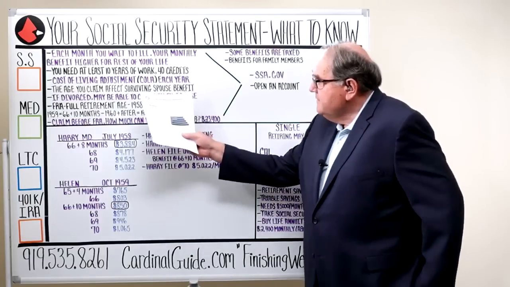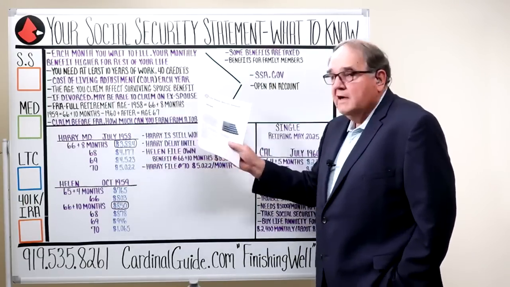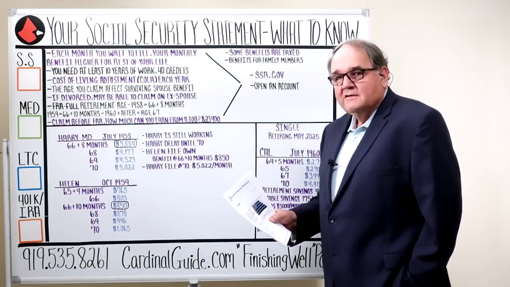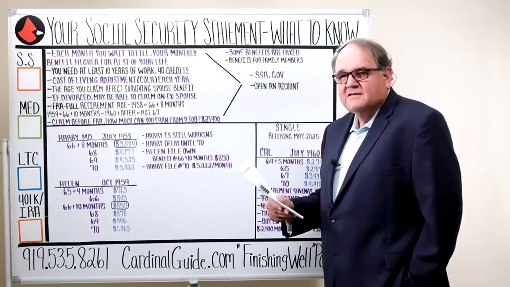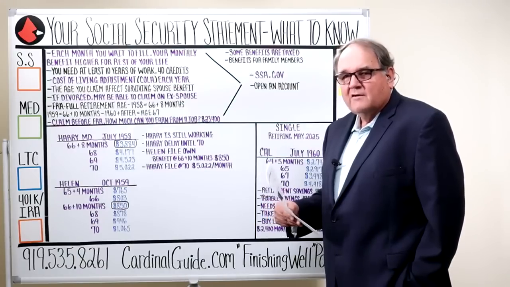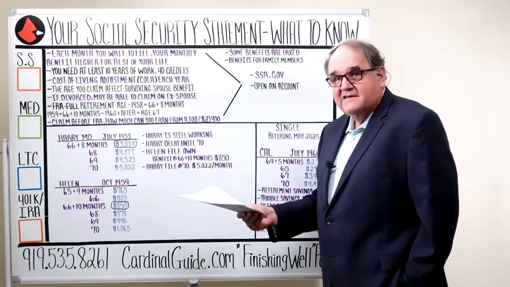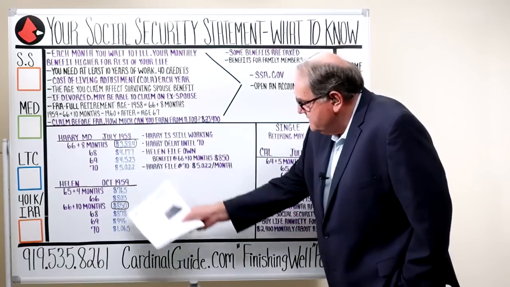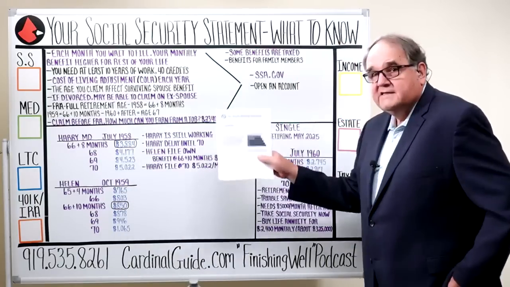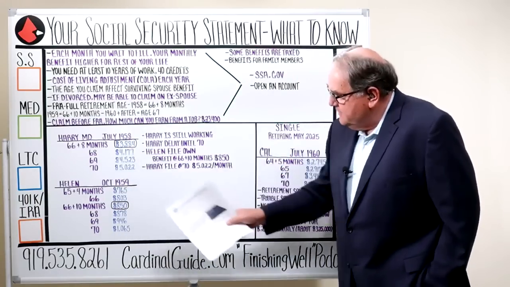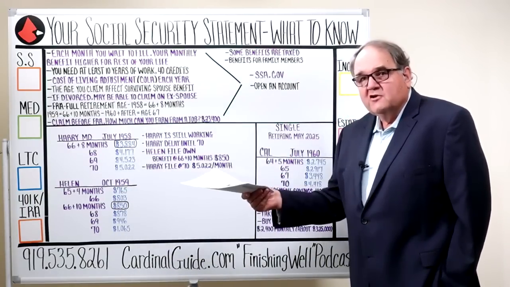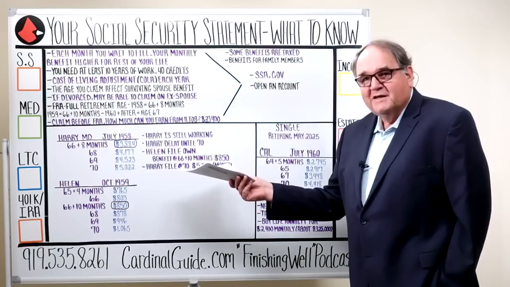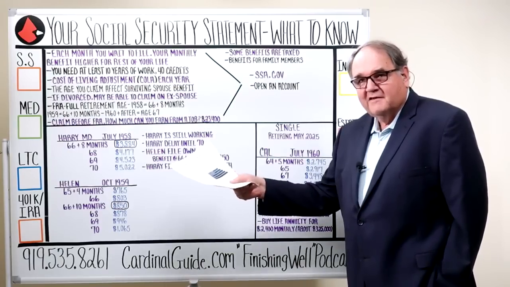So the cost of living adjustment, the COLA, happens each year. It gets announced sometime in the summer, early fall, and then it takes effect in January. And like these numbers that are down here off of these statements, the numbers in the future will actually be larger than what's shown because there will be a few cost of living adjustments.